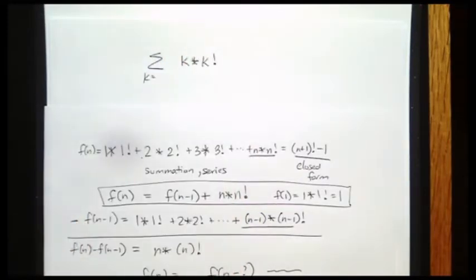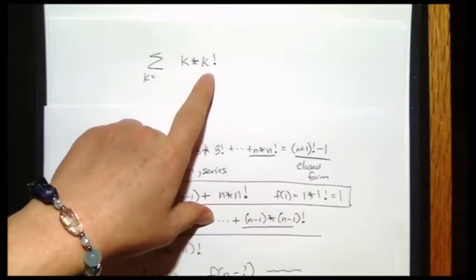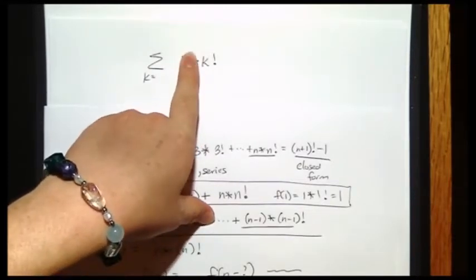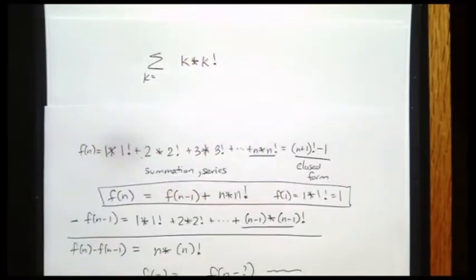Yes? This is k times k factorial. So k factorial is a function, and it gets multiplied by k. So if the factorial was applied to k times k, there would be parentheses around k times k. Thank you for the question.